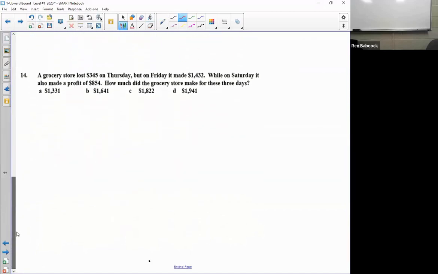And the last one, try it on your own. We did one like it just a few minutes ago. Read that application problem with positive and negative numbers and see if you can figure out what the answer is.